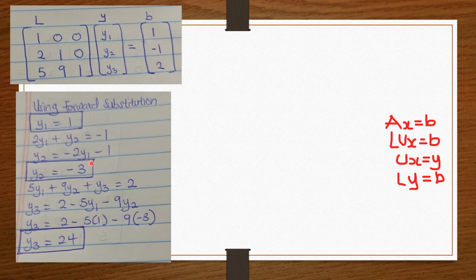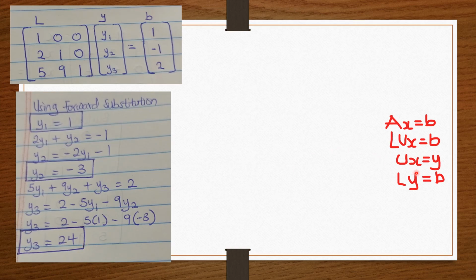Then we move to the next row. We have 5y1 plus 9y2 plus y3 equals 2. We make y3 the subject, and since we already know the values for y1 and y2, we put them into the equation and we find y3 to be 24. Remember, we are not done yet. We are supposed to find x, not y.